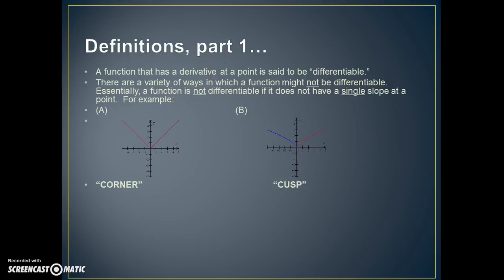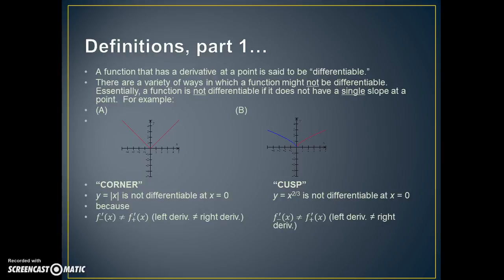Two examples on this page here. We've got the corner on the left, and we've got a cusp on the right. A corner is a situation such as y is equal to the absolute value of x, where the function is not differentiable at x is equal to 0. And the reason is because the left side derivative does not match the right side derivative.